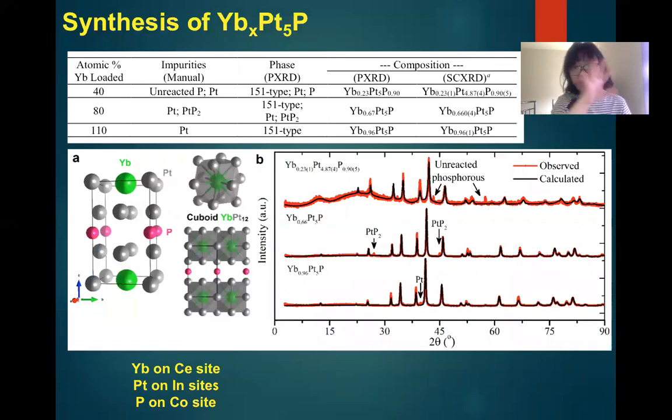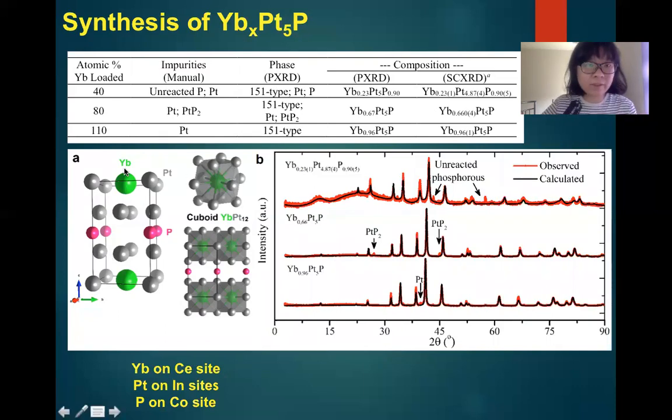We did all the rare earth experiments, but here we just talk about Yb. Usually we put Yb, Pt5, and phosphorus together with different Yb ratios, from 20% to 100%. What we find is that Yb can form a solid solution. The low ratio can be as low as 20%, and the high ratio is fully occupied.